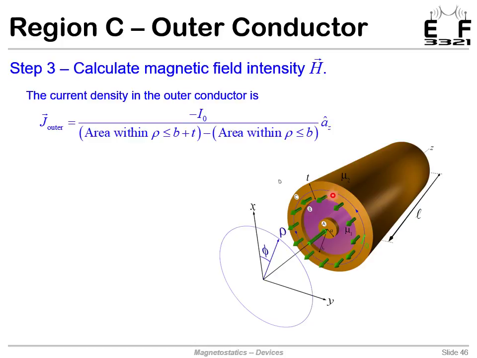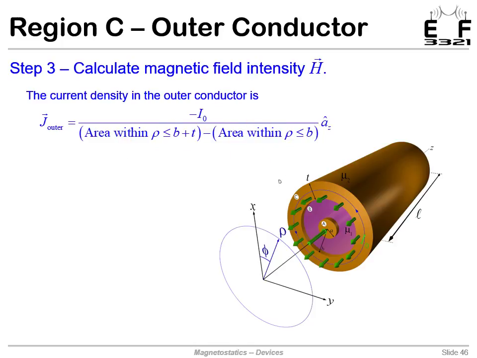We want the area of just the outer conductor. So an easy way to do this is to look at the radius of the outside of the outer conductor, calculate that area, the total area, and then subtract the area from the inner radius inward. And that gives us the area of just the ring. And that's what we're doing up here.